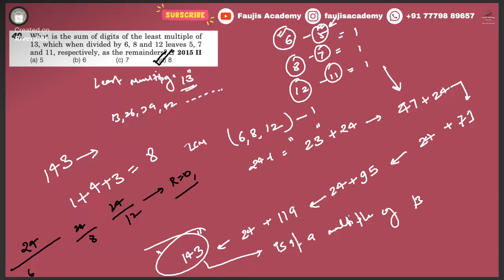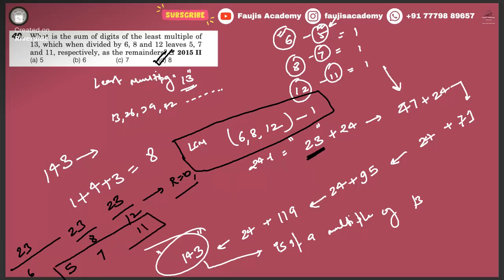If we do LCM minus 1, 23, now tell me what is the remainder? 5, 7 and 11. So now did you understand why we have done minus 1? Yes, sir. But I wanted to know why we took 1 and not any other number. Because 6 minus 5 remainder, there is a common difference. 8 minus 7, there is a common difference of 1. 12 minus 11, there is a common difference of 1.